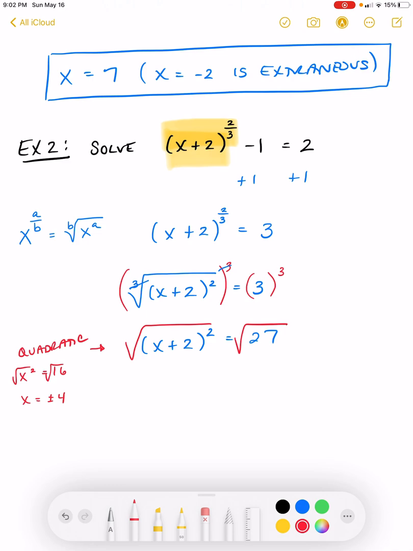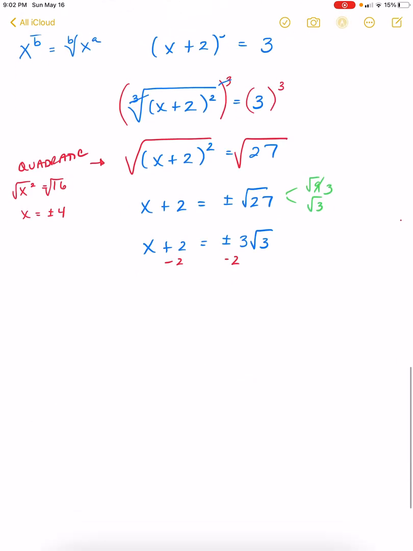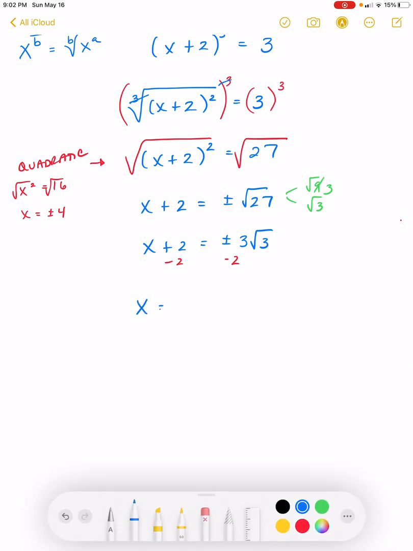And so I square root both sides, and I get x plus 2 equals plus or minus the square root of 27. Let's go ahead and simplify the square root of 27, which is going to split into square root of 9 and square root of 3. And so this is going to be plus or minus 3 square root of 3. And then we can subtract the 2 from both sides. So in this case, we get the solution x equals negative 2 plus or minus 3 square root of 3.